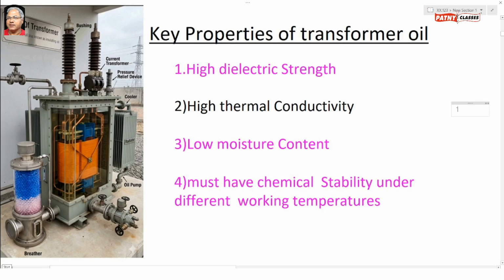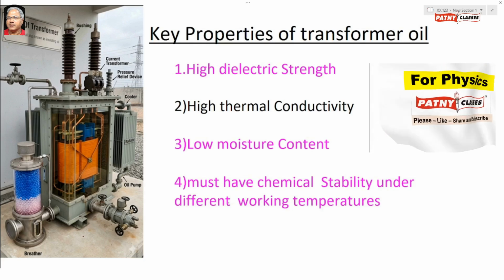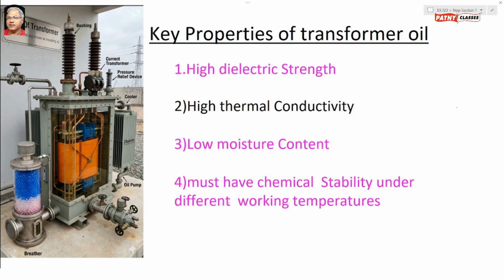What are the different properties of this transformer oil? Basically, there are many properties required, but four important properties I have enlisted here. The first property, high dielectric strength. Second property, high thermal conductivity. Third property, low moisture content. And fourth property, it must be chemically stable under different working temperatures.